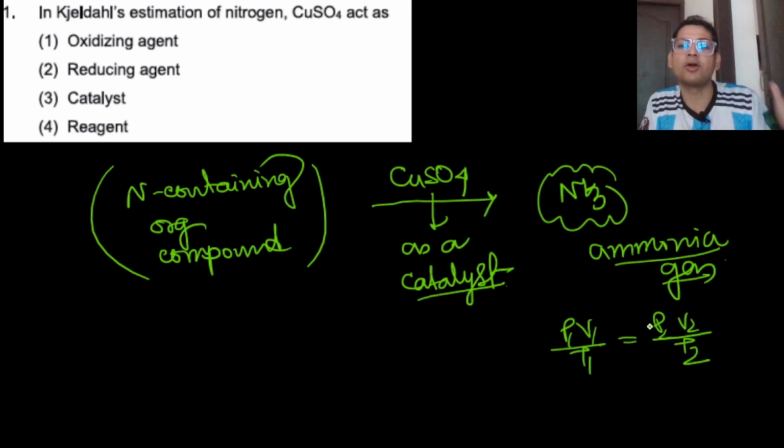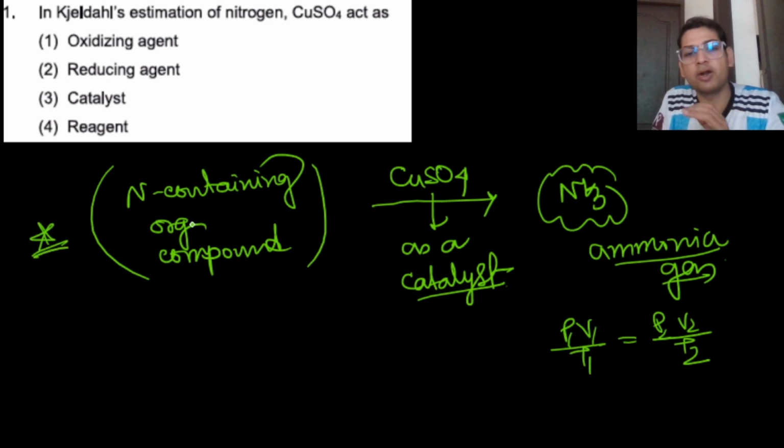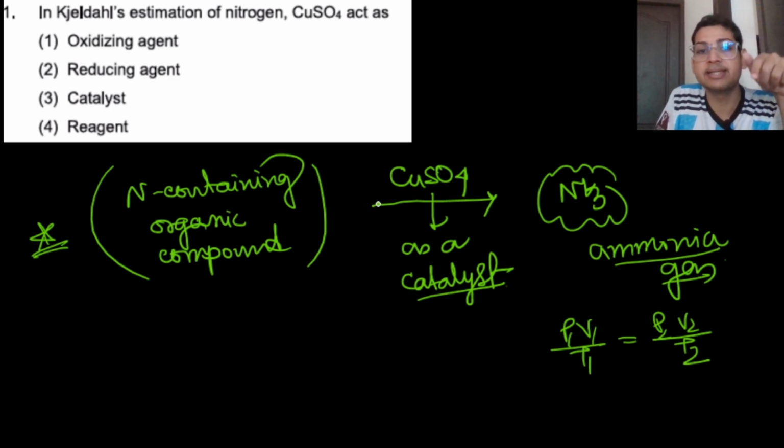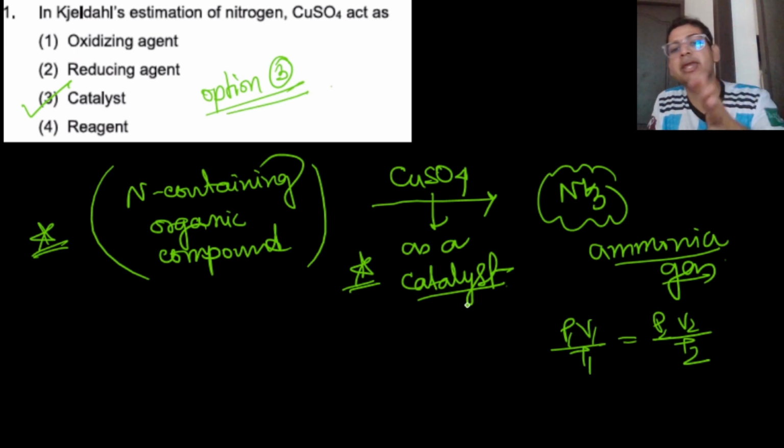There, it is totally physical chemistry, some basic concepts of chemistry. That rule you have to apply here. It's very basic. So the main funda is nitrogen containing any organic compound, and from there we use CuSO4, and this CuSO4 acts as a catalyst. That means option number 3 will be my answer here, and we used to make it ammonia.